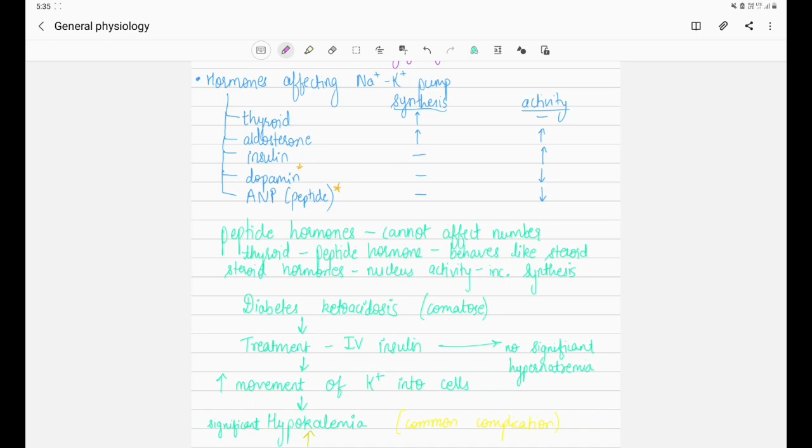But here's the special case of thyroid hormone. If you see, it is a peptide hormone, but it behaves like a steroid, and so it is affecting the synthesis.